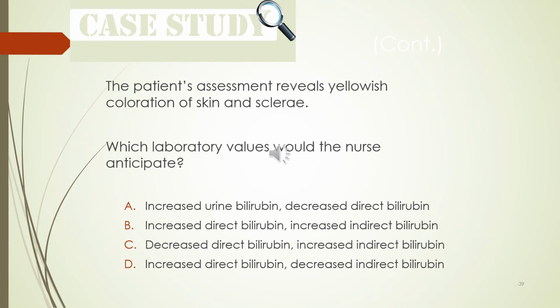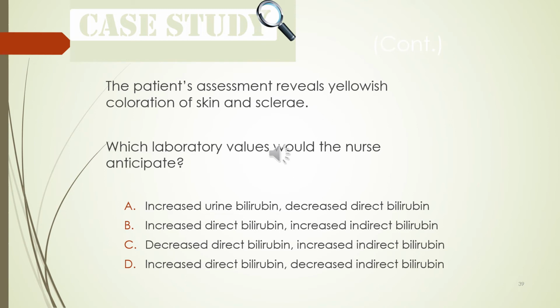Another case study question. The patient's assessment reveals yellowish discoloration of the skin and sclera. Which of the lab values would the nurse anticipate? A, increased urine bilirubin, decreased direct bilirubin. B, increased direct bilirubin, increased indirect bilirubin. C, decreased direct bilirubin, increased indirect bilirubin. Or D, increase in direct bilirubin and decrease in indirect bilirubin.